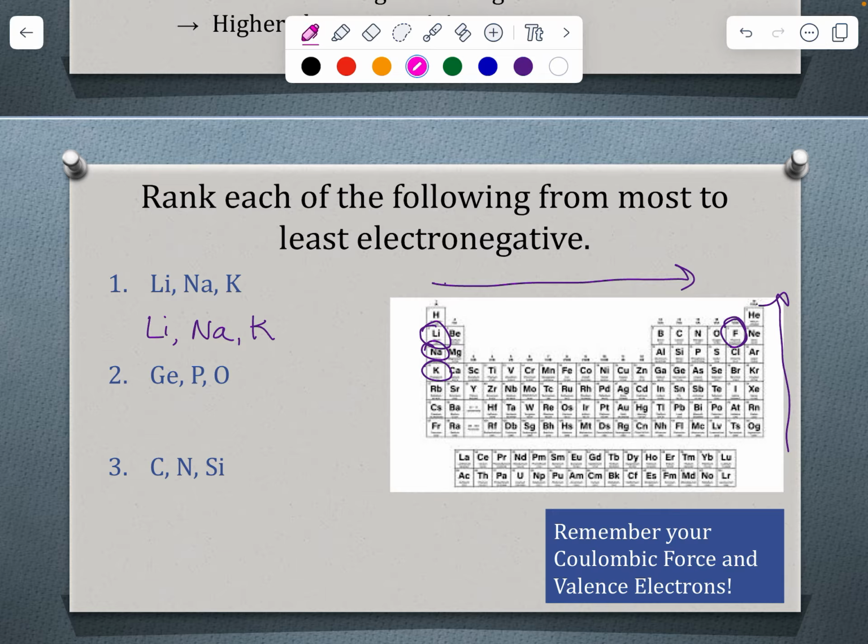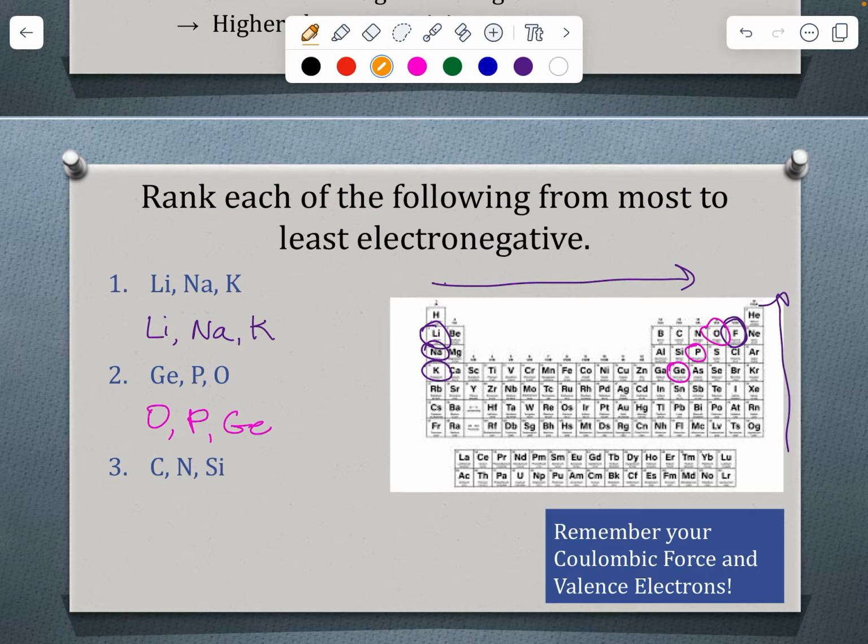Next, we've got Ge, phosphorus, and oxygen. Looking at those, oxygen is closest to the top right, and then phosphorus and Ge are our least electronegative. Their electrons are farthest from the nucleus, so the Coulombic force is less, and they will attract other electrons less.